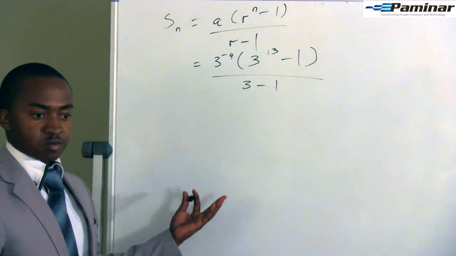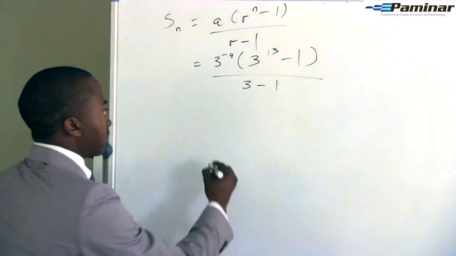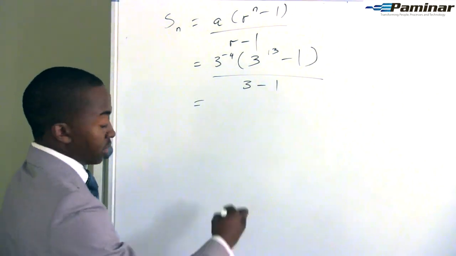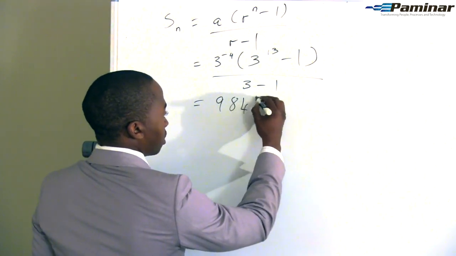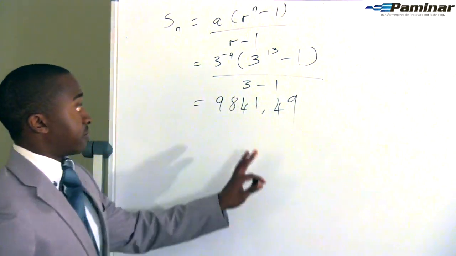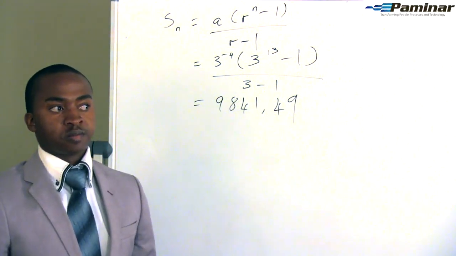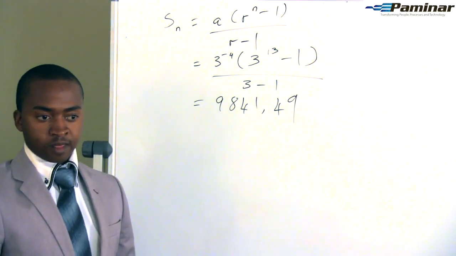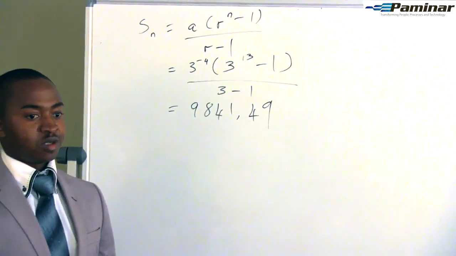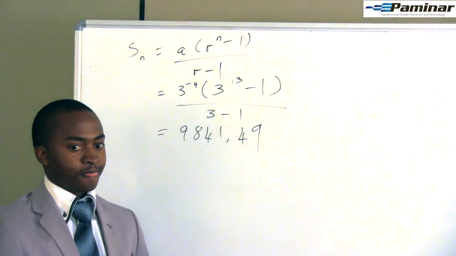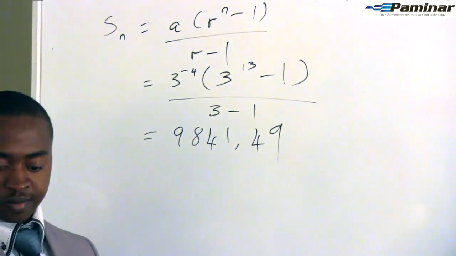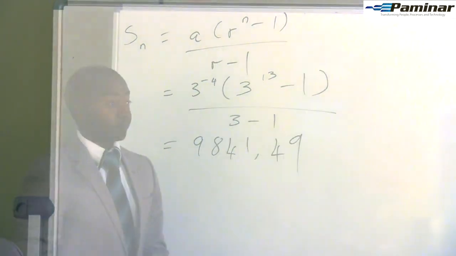From here, that's pretty much it. You just put that into your calculator. So your final answer for that equation should be 9841,49. And that's the summation of your terms from 1 to 13. Okay. Any questions? I know it might be a bit tricky, but I'm sure you followed. Any questions? Okay, so that's the end of question 2.2.